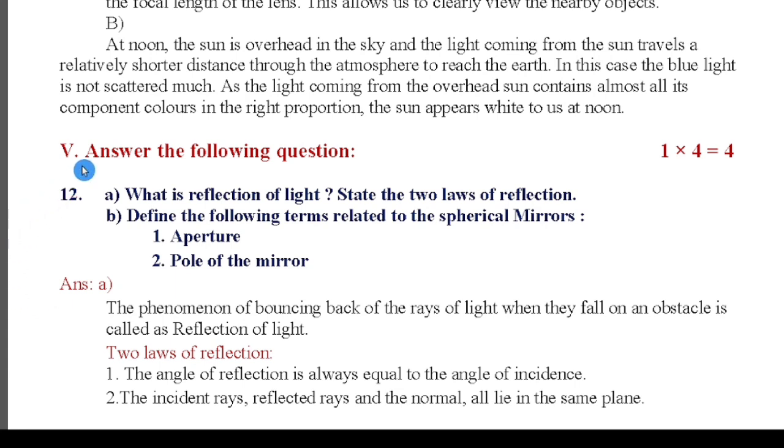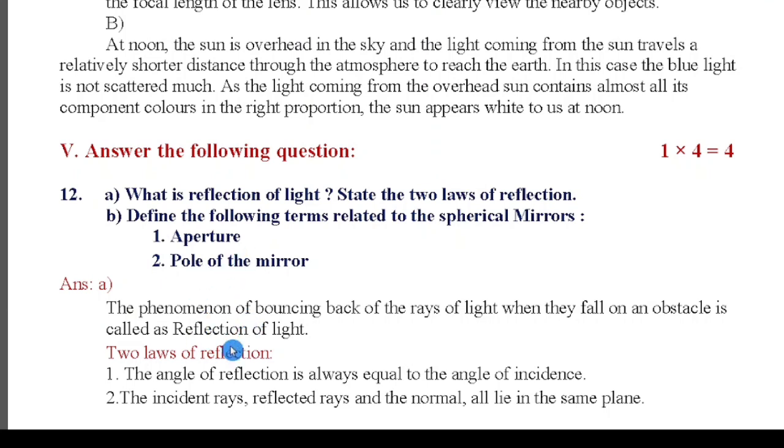Then the next one is the fifth main, answer the following questions, 4 marks question. 12th one, A and B questions are there. What is reflection of light? State 2 laws of reflection. And B question, define the following terms related to the spherical mirror, that is aperture and pole of the mirror.